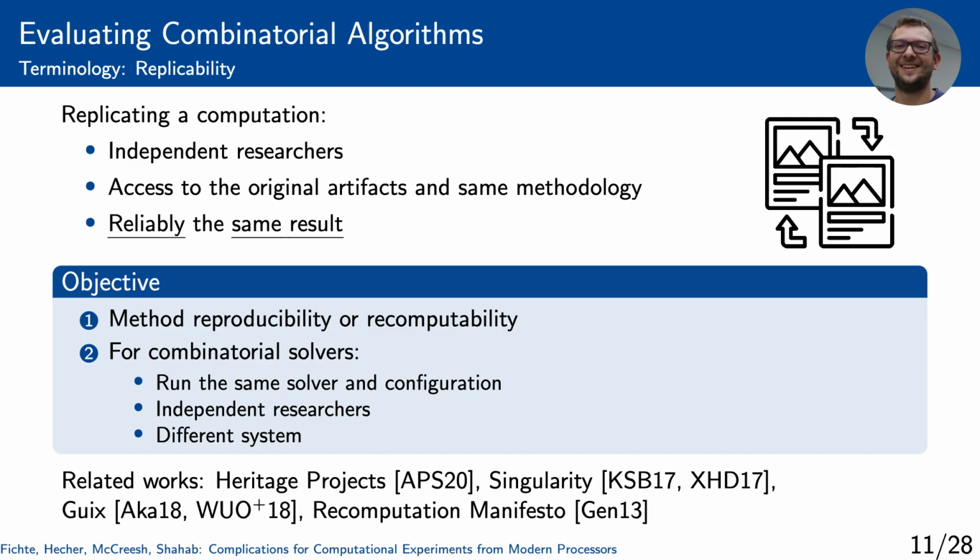So when talking about combinatorial solvers, we can say that independent researchers run the same solver and configuration on different systems and on different instances. Related works are various and include Software Heritage projects, recomputation manifestos, or standardized Linux environments.